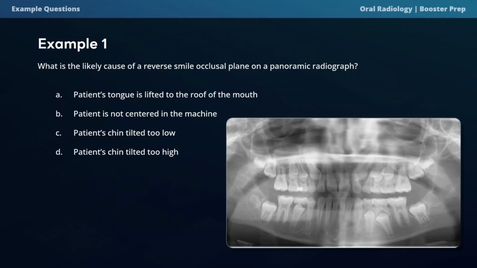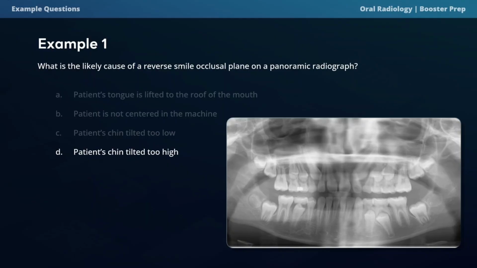Okay, let's take a look. The correct answer here is D. The patient's chin is tilted too high. If the patient's chin is tilted too far upward during the panoramic imaging, the image will show a reverse smile line with the mandible appearing widened and the maxilla narrowed.